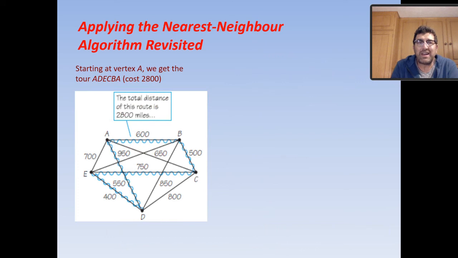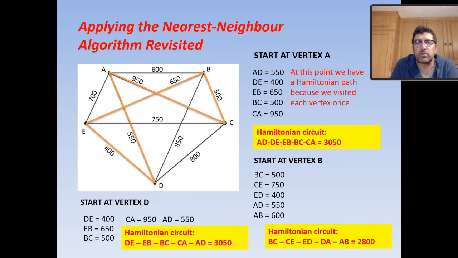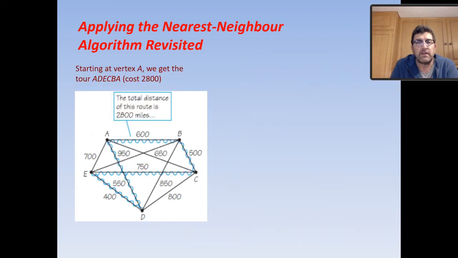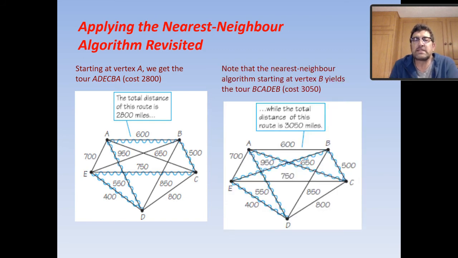Okay, so applying the nearest neighbor algorithm, starting at vertex A, we get the tour that is 2,800 in cost. Now we saw that there, starting at the vertex B. So if at vertex A we follow ADECBA, we get a tour that has a weight or cost of 2,800 miles. Okay, when we started at B, we had 3050. The tour was BCADEB, and we completed it by starting and returning to vertex B.